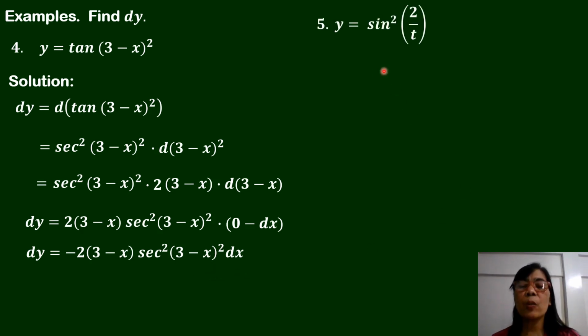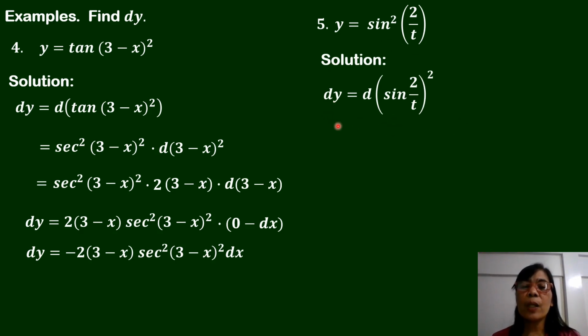In the next function, y is equal to sine squared 2 over t. Take note that the base of this exponent 2 is the function sine 2 over t. So we can write this in power form: we have the differential of y is equal to the differential of sine 2 over t raised to 2. So we can now apply the power formula. The differential of a base raised to an exponent is equal to the exponent times the base raised to the exponent minus 1 times the differential of the base.